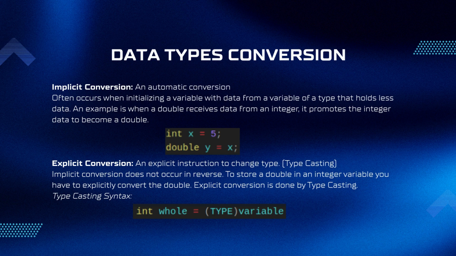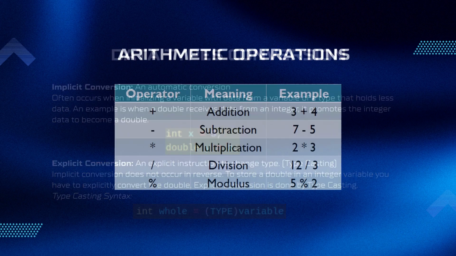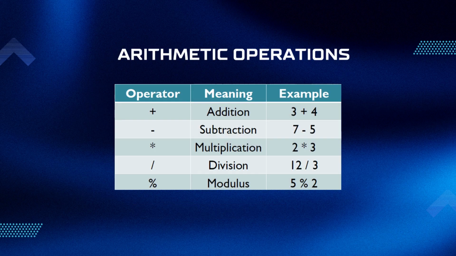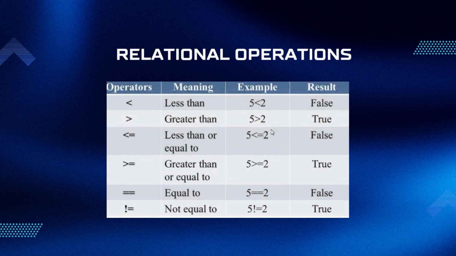Here's the type casting syntax. Operators are used to perform operations on variables and values. Arithmetic operators are used to perform common mathematical operations. We have addition, subtraction, multiplication, division, and modulus for integers only.